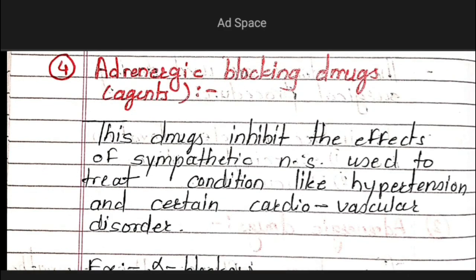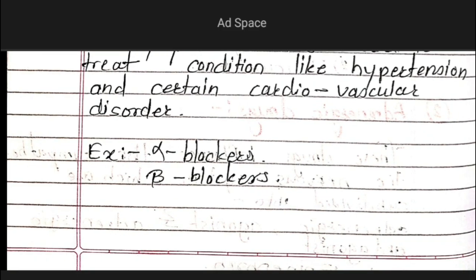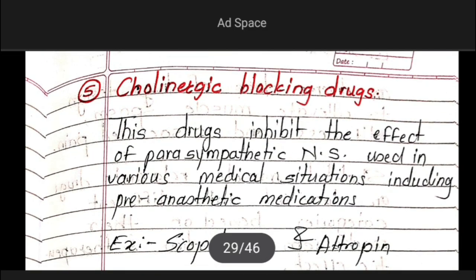Adrenergic blocking agents. These drugs inhibit the effect of the sympathetic nervous system and are used to treat conditions like hypertension and certain cardiovascular disorders. For example, alpha blockers, beta blockers, etc. Cholinergic blocking drugs. These drugs inhibit the effect of the parasympathetic nervous system and are used in various medical situations including pre-anesthetic medications. For example, scopolamine and atropine.